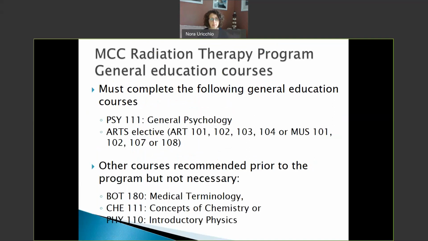Other courses that need to be taken, general education courses for your associate's degree, is psychology and also an arts elective. Other courses that are recommended prior to the program but are not necessary are medical terminology, concepts of chemistry, or introductory physics. The concepts of chemistry is actually a prerequisite to A&P 1 and 2.